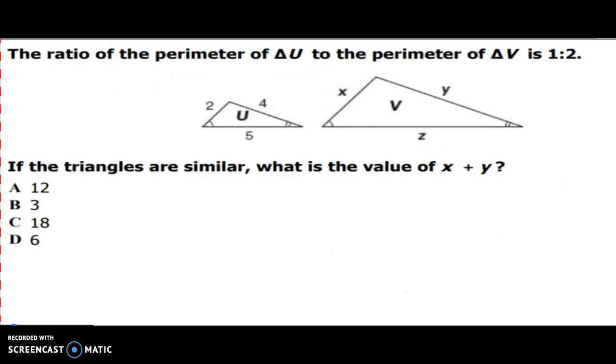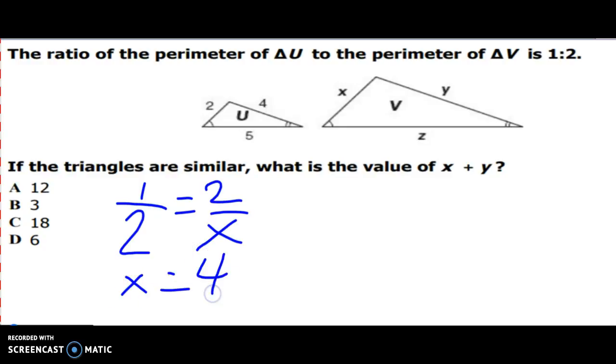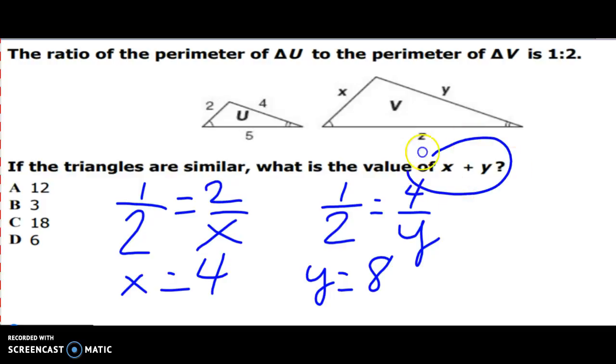Ratio of the perimeters of U to V is 1 to 2. So that's my scale factor, 1 to 2. So let's figure out what x equals. So that's going to be 2 to x. So x is equal to 4 when I cross multiply. Same scale factor, 1 to 2. I need to find out what y equals. So I'm going to do 4 over y. Cross multiply, I get y is equal to 8. I want to know what x plus y is. 4 plus 8 gives me 12.